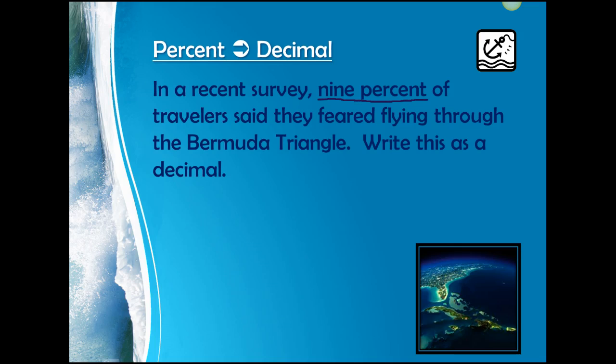Write this as a decimal. Well, first we start with our percent, which is 9%, and we can write that over 100. And see that we have 9 hundredths, or 0.09. Or we can simply start with the number 9 and move the decimal 2 places to the left, and also end up with 9 hundredths.